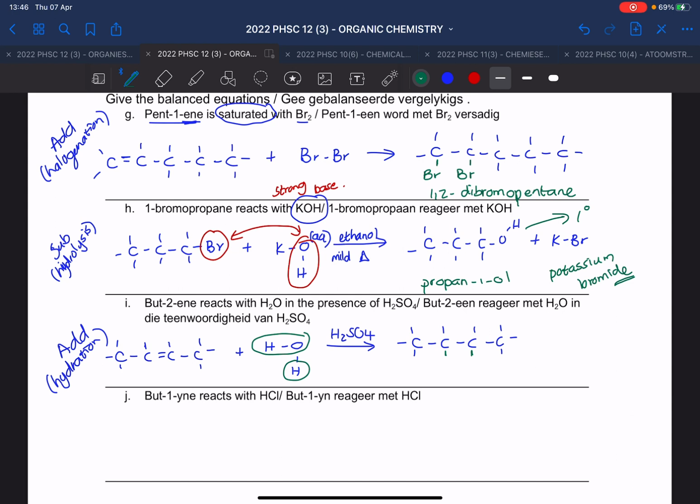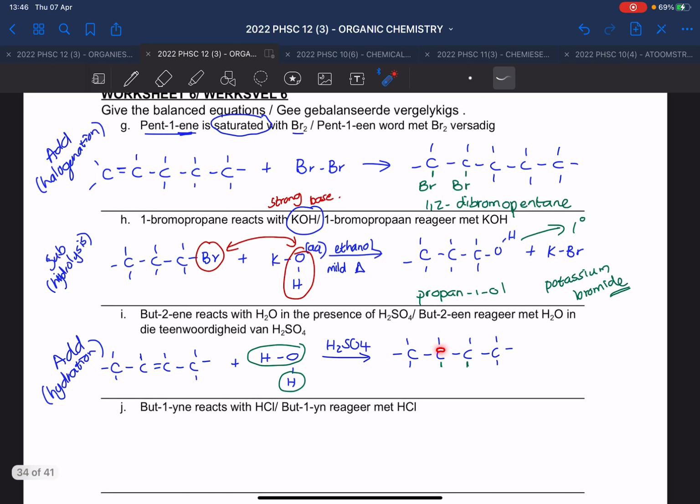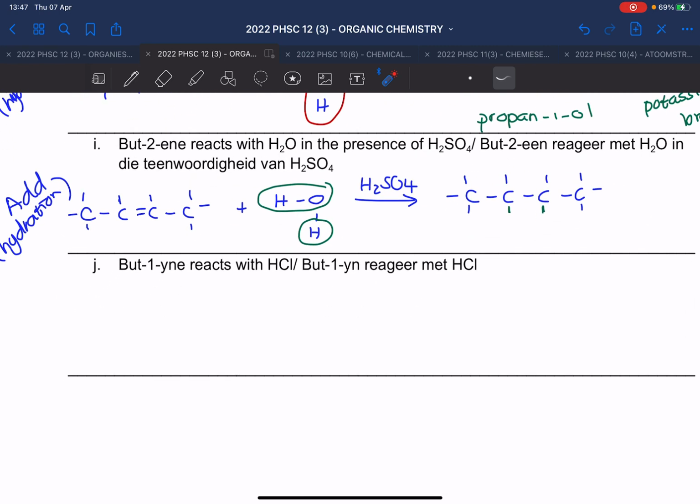It has to do with adding more hydrogen. Yes. Where does the hydrogen go? To the carbon with the most hydrogen. Okay, now let's check. So these are our two options where it can go. This one has one, this one has one. So does it matter? No, it doesn't matter because they both have one. So let's put the hydrogen there and the OH there.